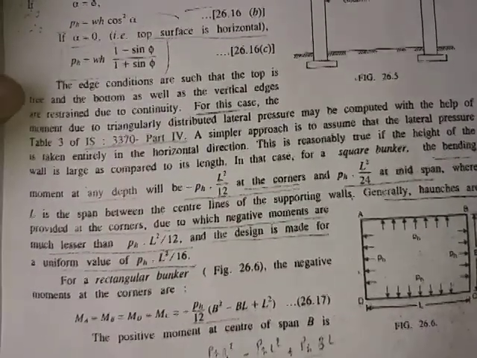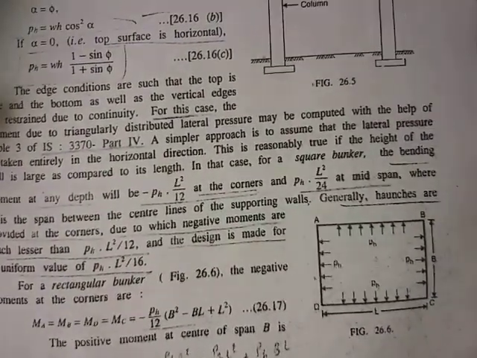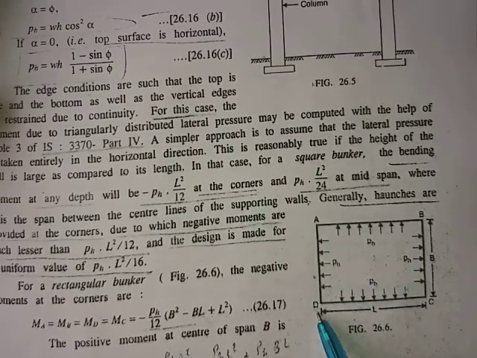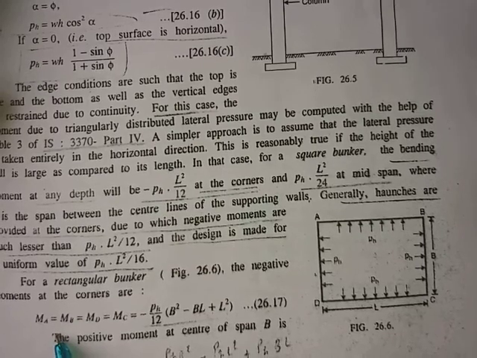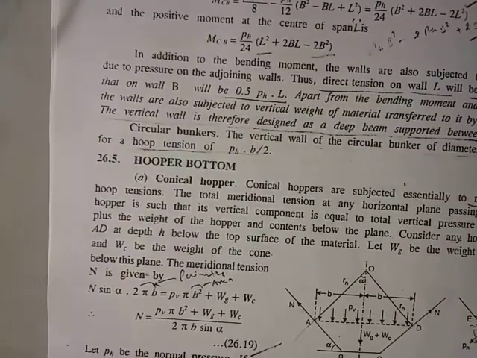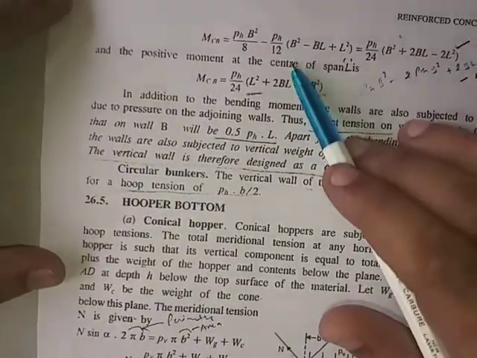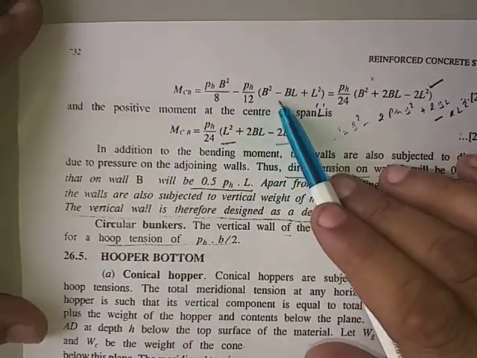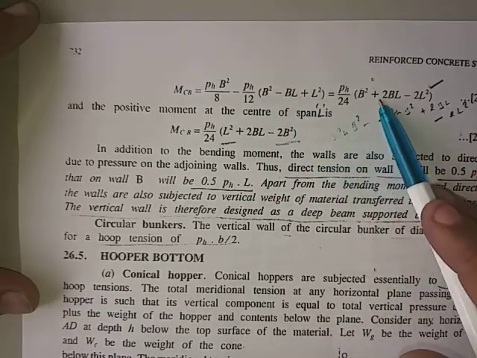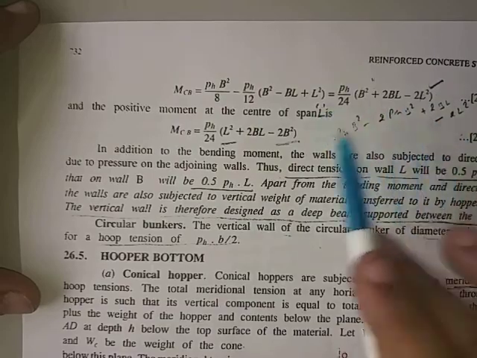If it is a rectangular bunker, with dimensions B as the width and L as the length, for A, B, C, D as the section, then the corner moments M_AB, M_CD are given as minus W pH by 12 (B square minus BL plus L square), and similarly the positive moments are WL square by 8 minus this moment, that is pH by 12 (B square minus BL plus L square). So this gives me pH by 24 (B square plus 2BL minus 2L square). This is the positive moment.